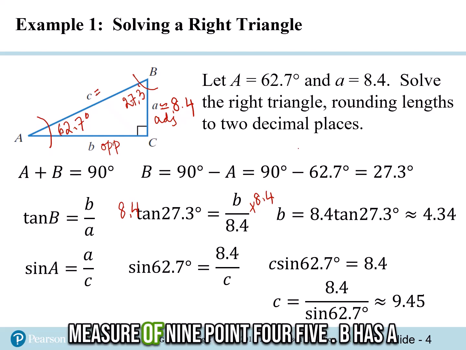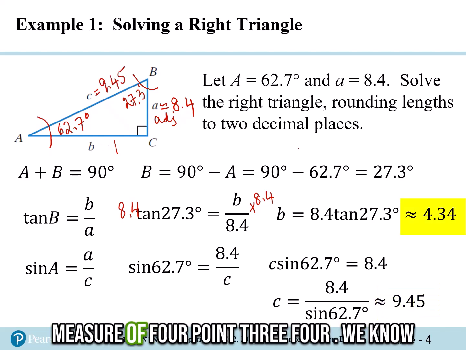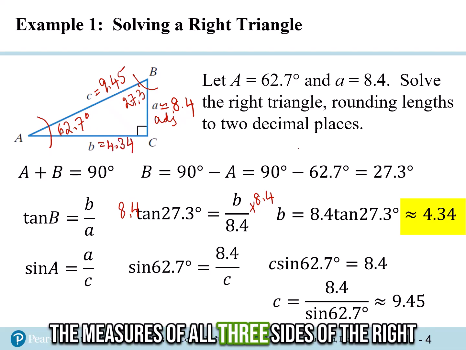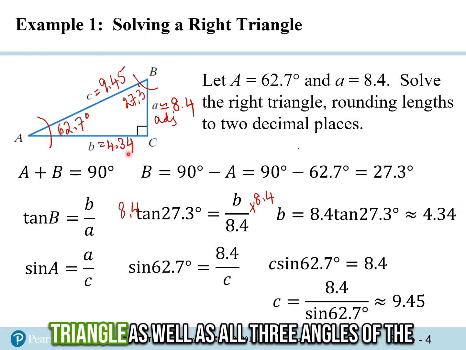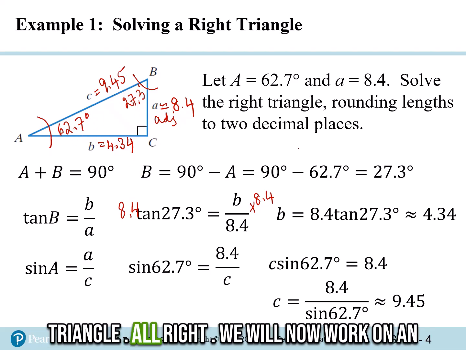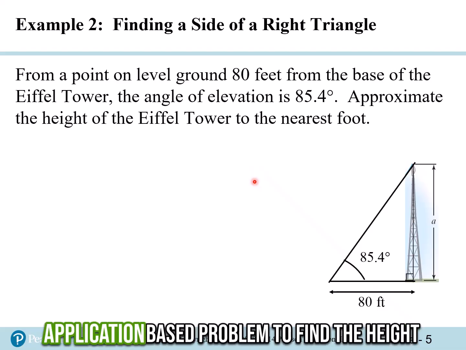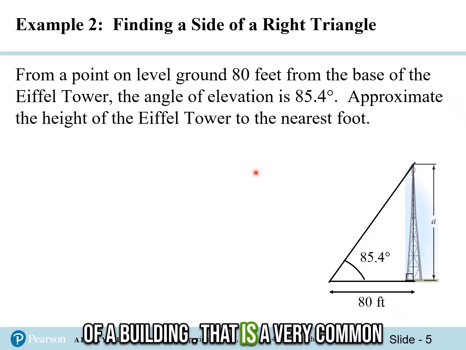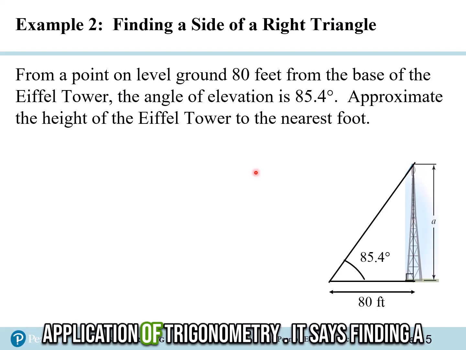And therefore, we have now solved for this entire right triangle. C has a measure of 9.45. B has a measure of 4.34. We know the measures of all three sides of the right triangle as well as all three angles of the triangle. All right? We will now work on an application-based problem to find the height of a building. That is a very common application of trigonometry.